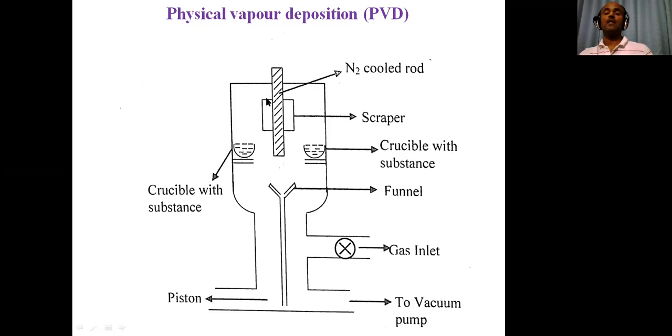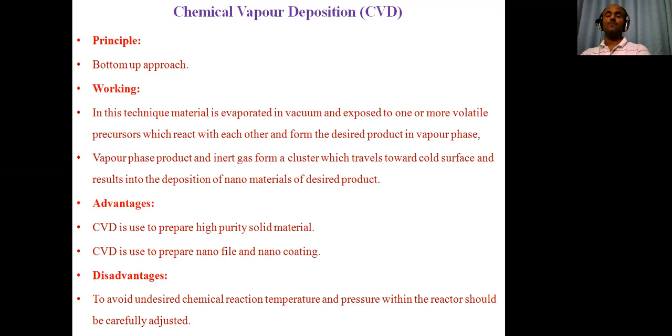Deposition of bulk material into nanomaterial takes place, and during this deposition, gas gets liberated, and these deposited nanomaterials get removed gradually with the help of a scraper, and it is collected into the funnel at the bottom. So this is the basic working and design of these physical vapor deposition methods.